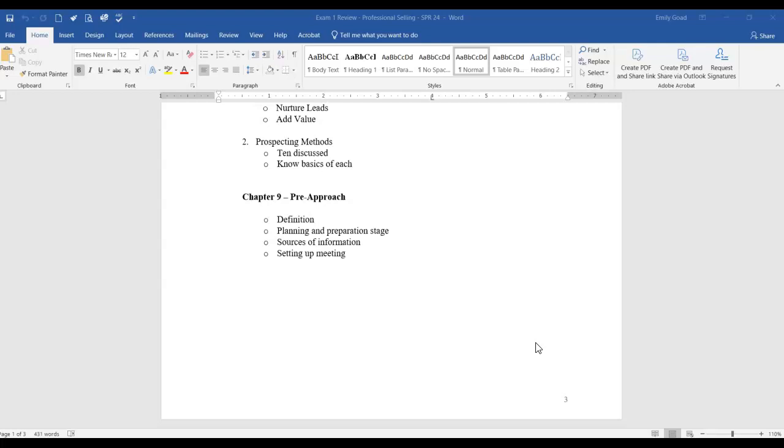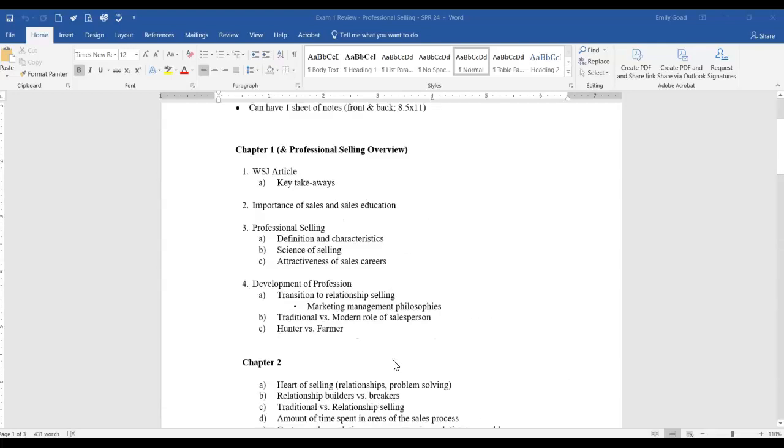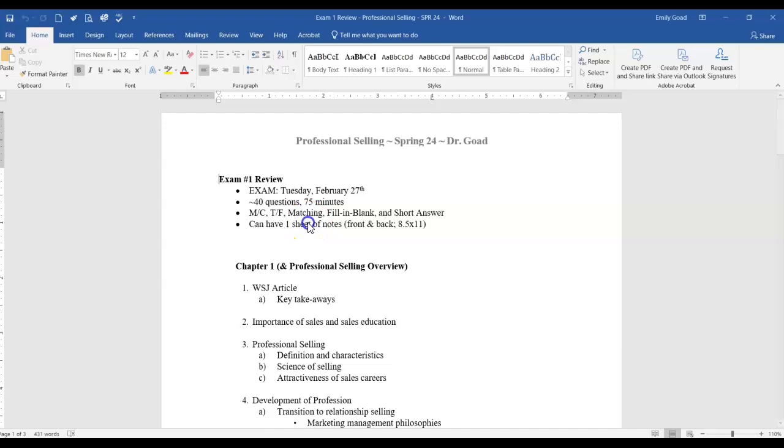All right, so that is the exam review in a nutshell. But please go back through and fill in everything for yourself. And one more thing that just occurred to me that I didn't say, but you can have one 8.5 by 11 inch standard sheet of paper, front and back notes. It can be written or typed. So you can have that. And any other questions about the format of the exam, please just email me.